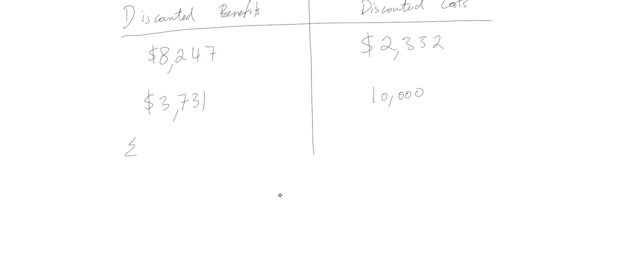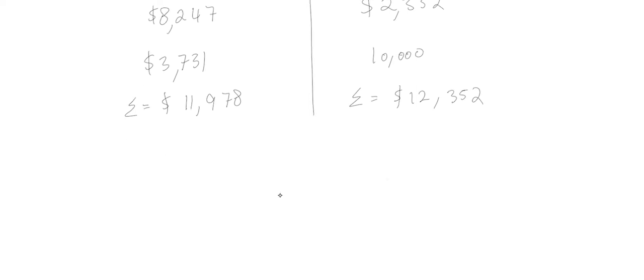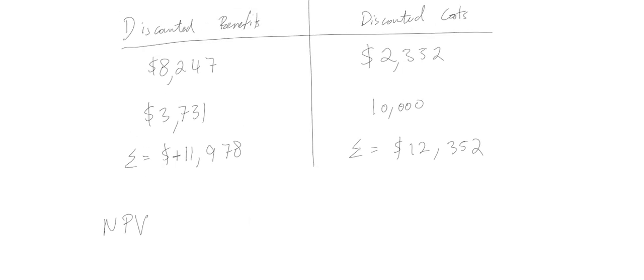So I need to sum them up. The summation of all the discounted benefits is 11,978, and the summation of all the costs is $12,352. Okay, so for NPV, net present value, I need to add the benefits minus the costs. The way to do that is to associate a positive sign with the benefits, associate a negative sign with your costs, and then just add them together.